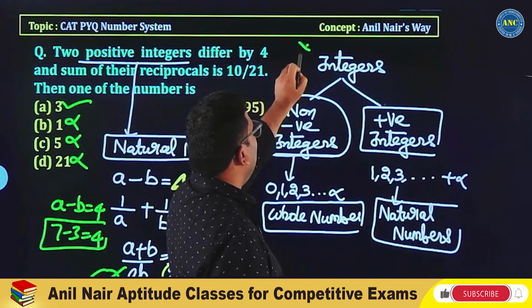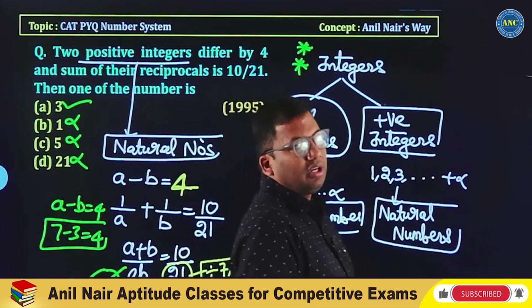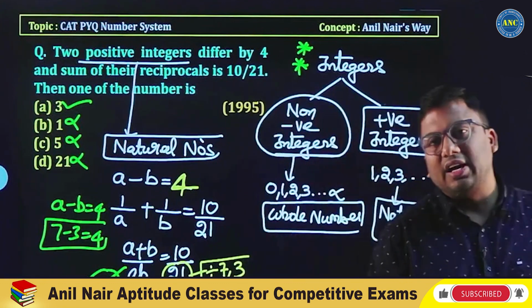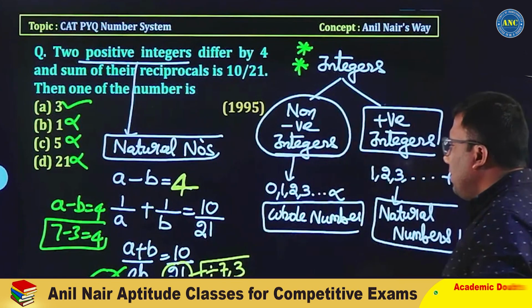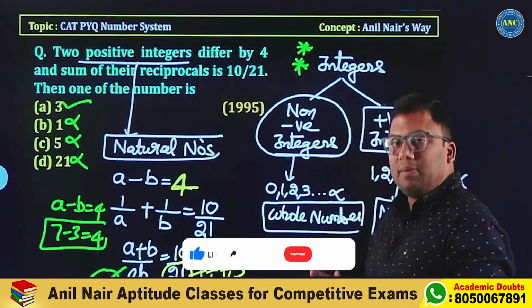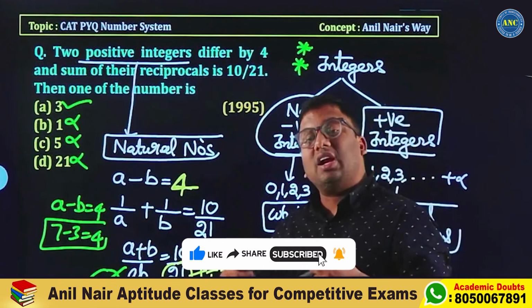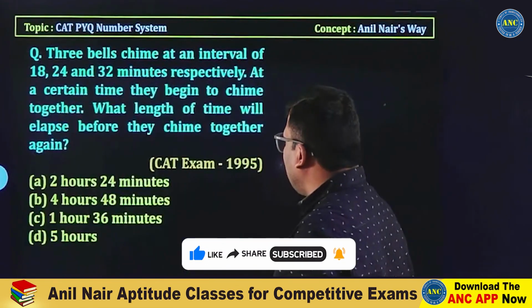Please put a star mark on these important key points. Integers are of two types. One is a non-negative integer, another is a positive integer. Relatively very easy question. Original CAT exam question, 1995.